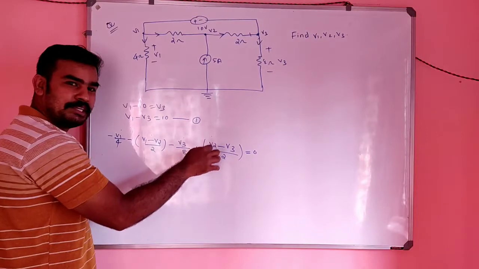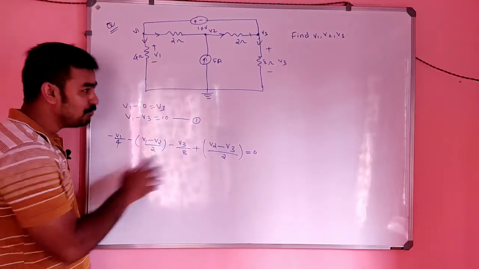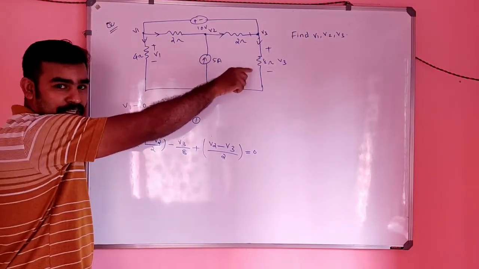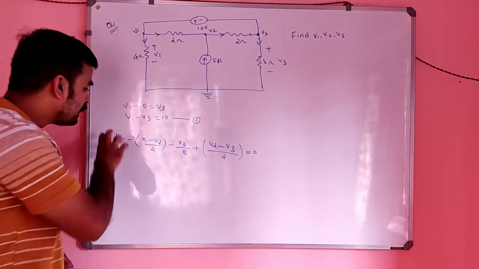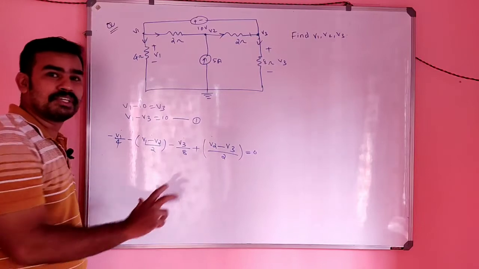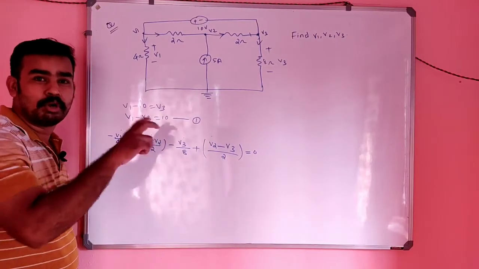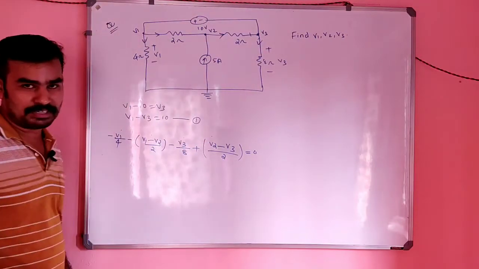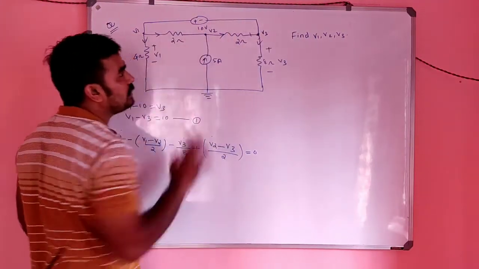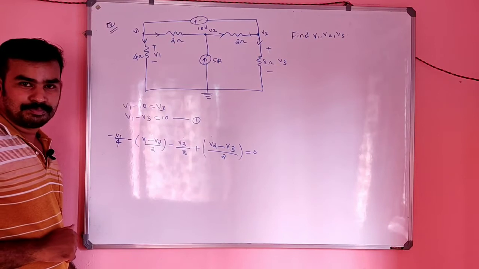Not first equal to 0 for V1, and next consider that node V3 equal to 0. Not like that. You have to combinedly write the equation which contains V1 and V3. That's important. Is it clear?